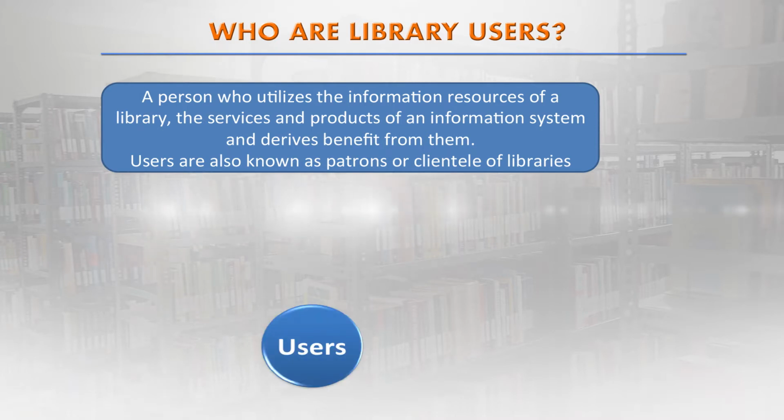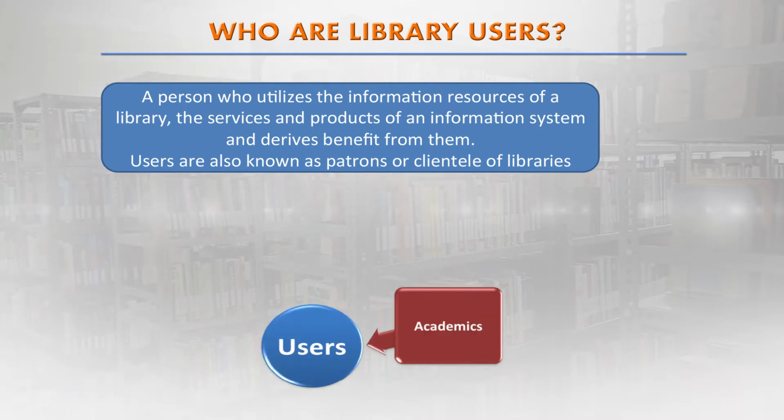Now what are the types of users? Users could be from the academic side, like in academic libraries you have students and faculty, so they are all academic users. Then practitioners like lawyers, doctors or nursing staff, in health science related libraries, or the judicial libraries or law libraries. So these practitioners are your library users.